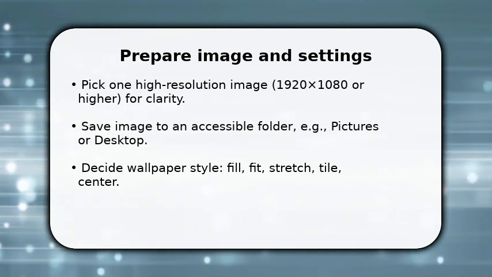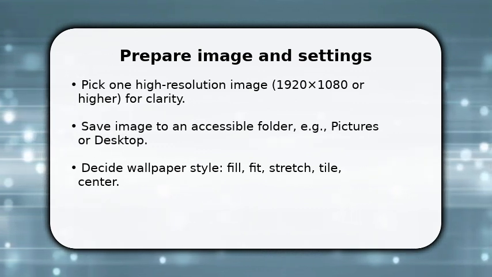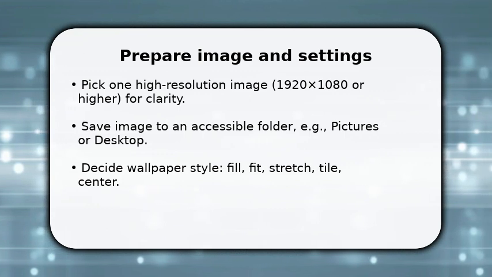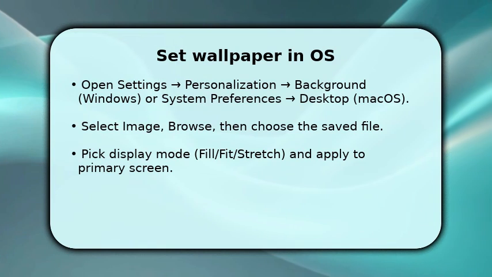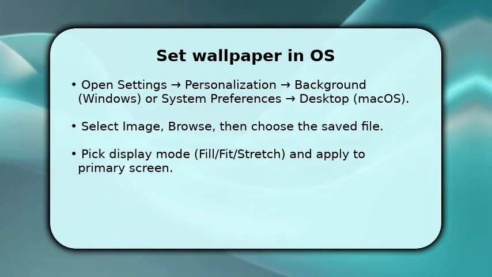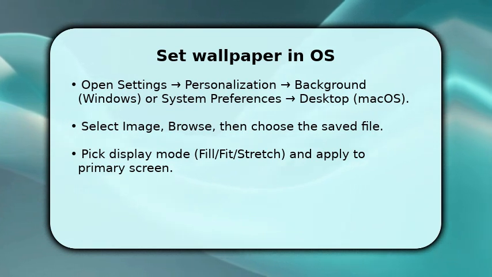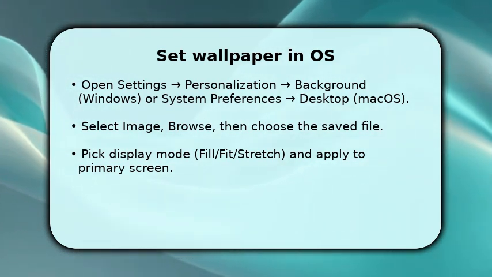Now proceed to your system's display or personalization settings. This is where you actually change the background, so make sure the file is ready. You open your system's personalization area. On Windows, go to Settings, then Personalization, then Background. On Mac OS, open System Preferences, then Desktop and Screensaver. Click Browse or the plus button to navigate to the folder and choose the image you saved.